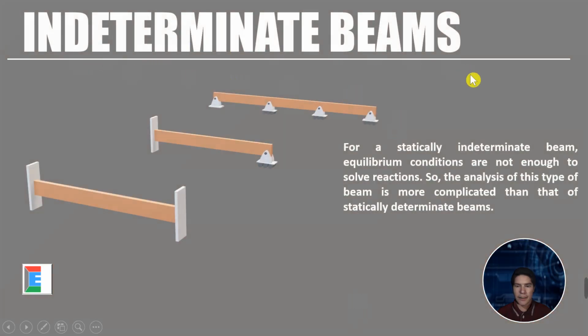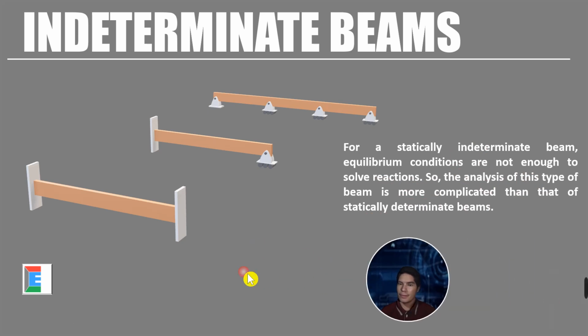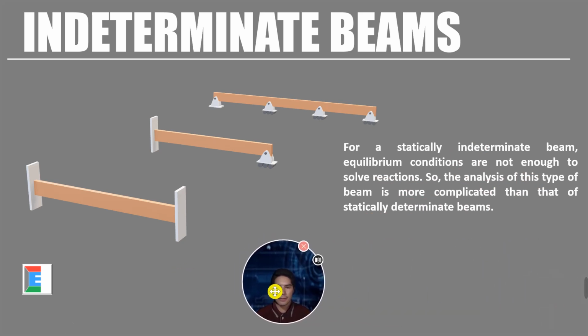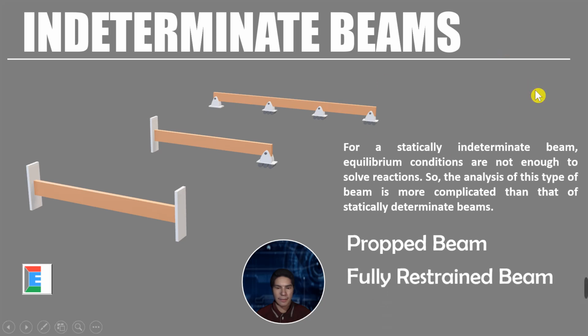Other types of beams are indeterminate beams. So first, statically indeterminate beam: equilibrium equations or conditions are not enough to solve the reactions. So the analysis of this type of beam is more complicated than the statically determinate beams. So the different types of indeterminate beam are prop beam, fully restrained beam, and continuous beam.